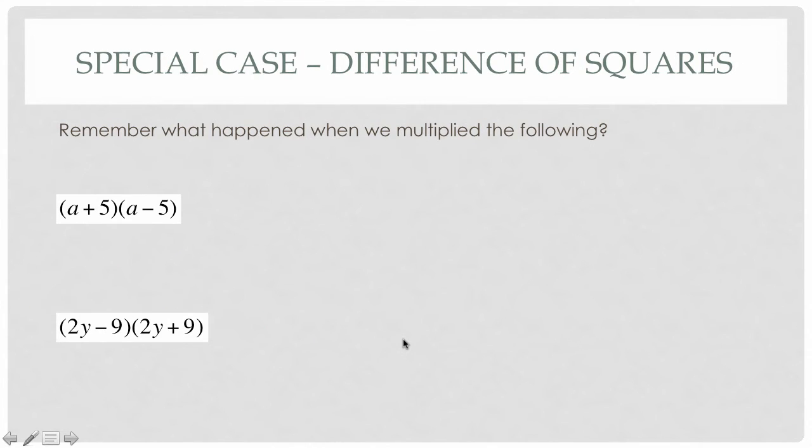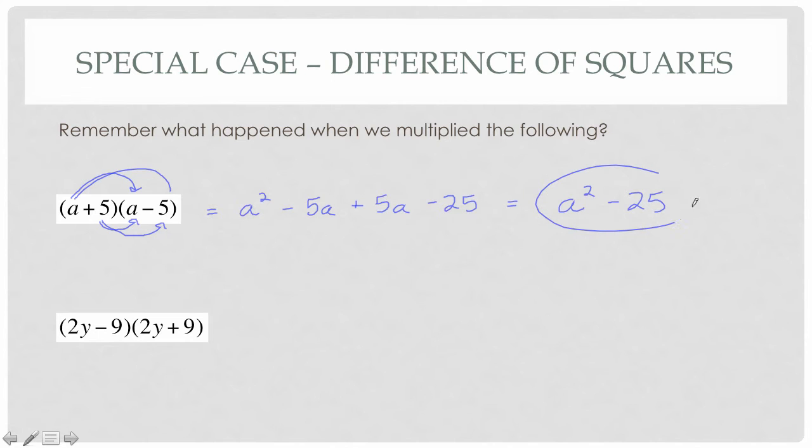We got some special cases I want to get into. Let's review a little bit more multiplying. Do you remember what happened when we multiplied and had the same numbers, but one was positive, one was negative? Well, let's just check it out. A times A is going to be A squared minus 5A plus 5A minus 25. And that's going to equal, again, my middle terms turn into 0, so it really just equals A squared minus 25. So we end up getting a nice binomial.